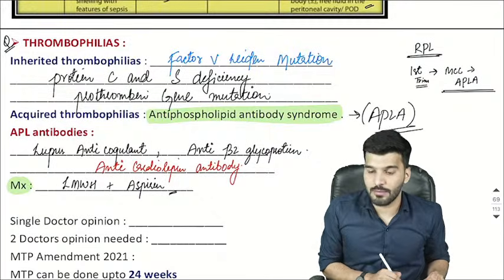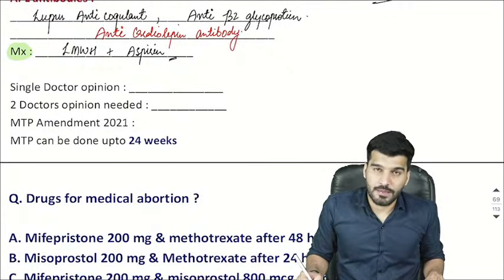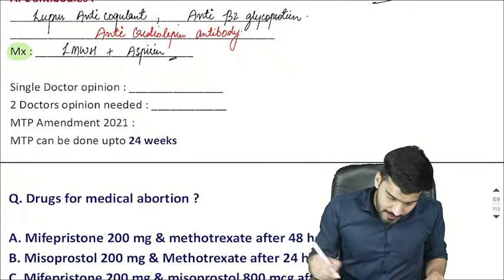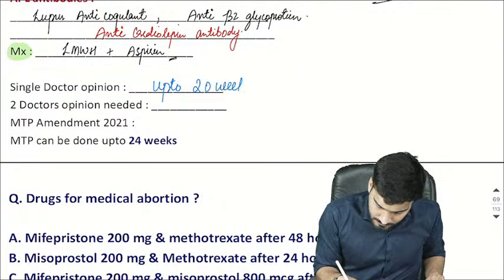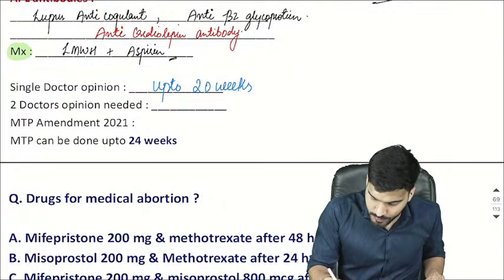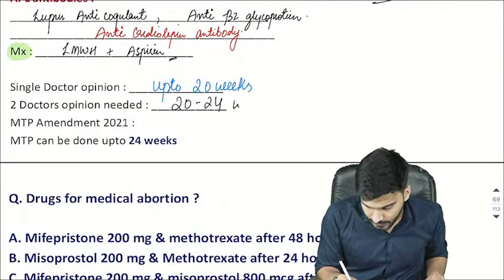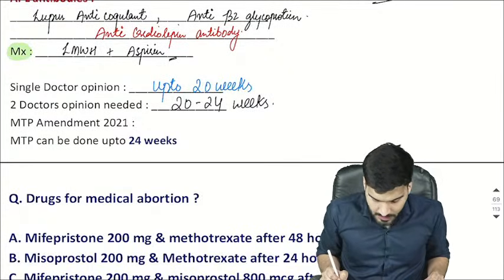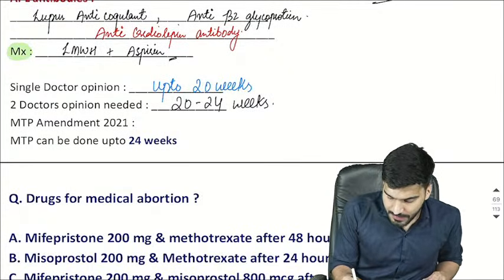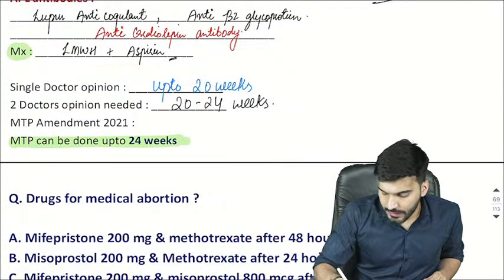Remember these three antibodies. Next to that, if we talk about medical termination of the pregnancy, a single doctor opinion is needed up to 20 weeks. Two doctor opinion is needed between 20 to 24 weeks. We need two doctor opinion. As per the MTP Amendment 2021, MTP can be done up to 24 weeks.